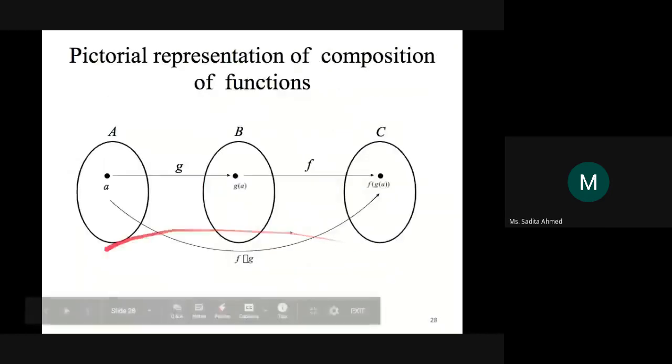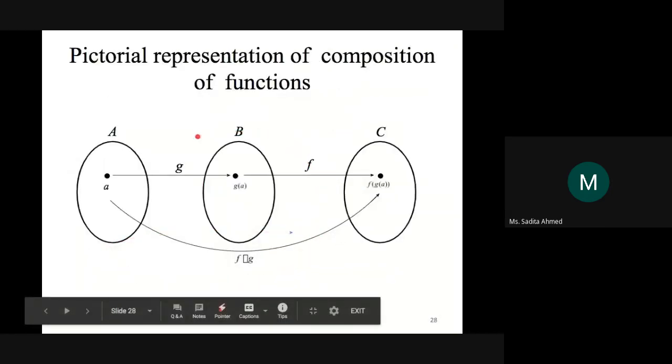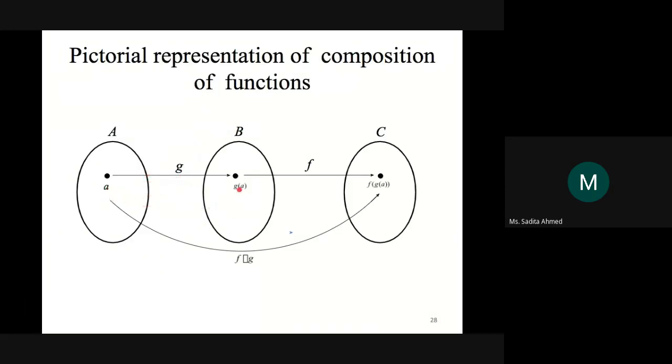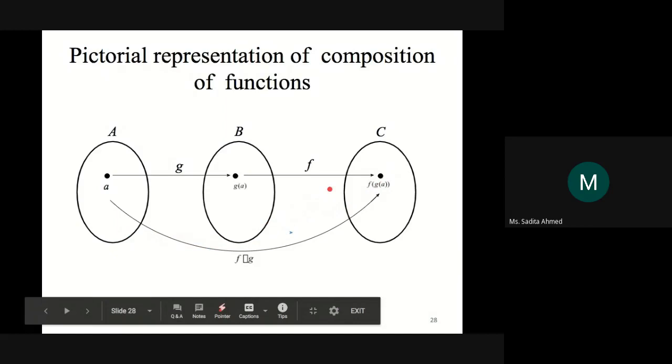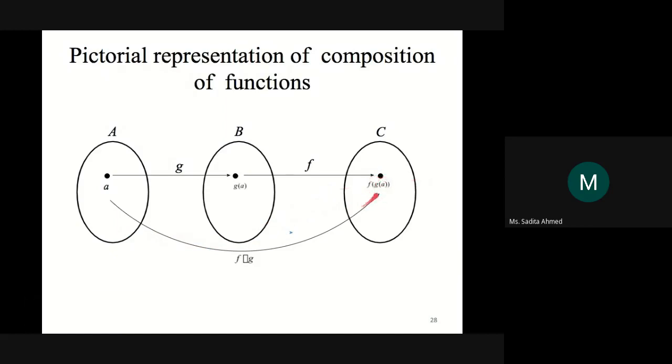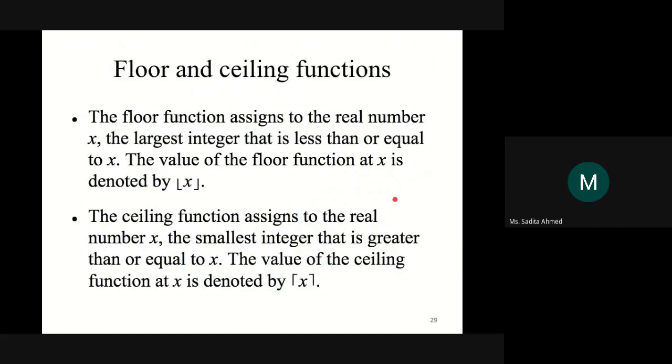Okay. So this is how we pictorially represent the composition of functions. So if g maps A to B and f maps B to C, then f of g maps A to C. Okay, in this way, here you will have f of g of a. Okay. Finally, the last topic of functions that we want to discuss: floor and ceiling functions.